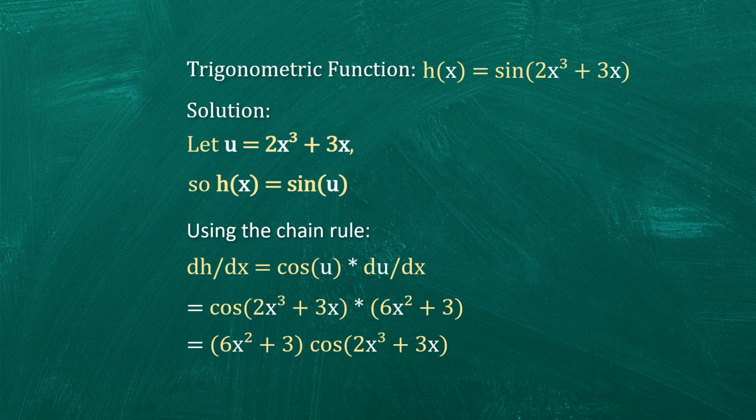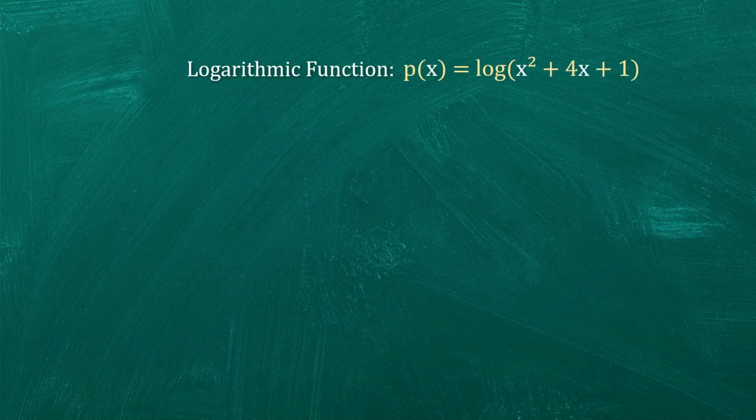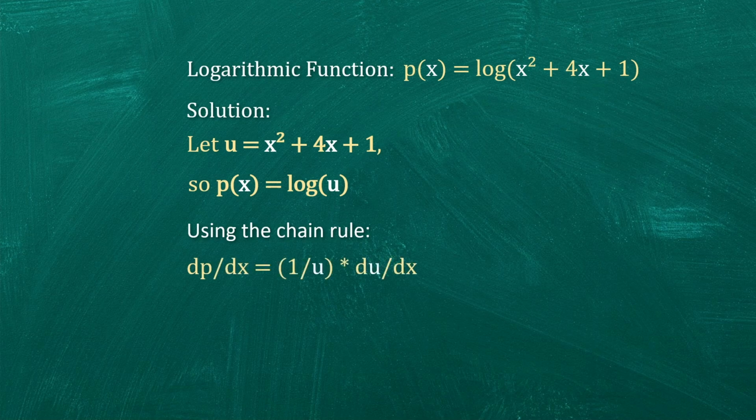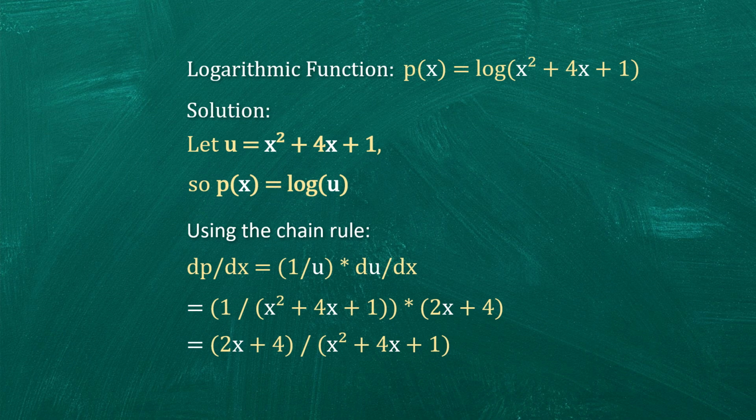Next example, logarithmic function. Find the derivative of p of x equals log of (x squared plus 4x plus 1). Solution. Let u equals x squared plus 4x plus 1, so p of x equals log of u. Using the chain rule, dp by dx equals 1 divided by u multiplied by du by dx equals 1 divided by (x squared plus 4x plus 1) multiplied by (2x plus 4), which equals (2x plus 4) divided by (x squared plus 4x plus 1). I hope it's now clear to you what the chain rule in derivatives is.